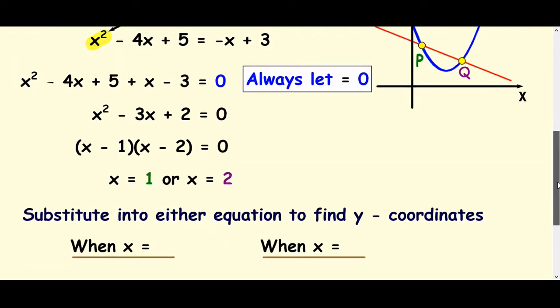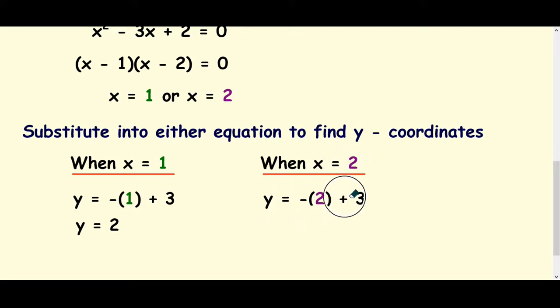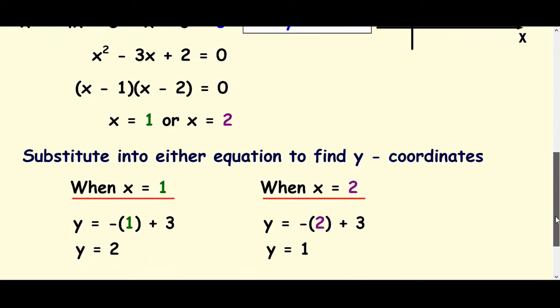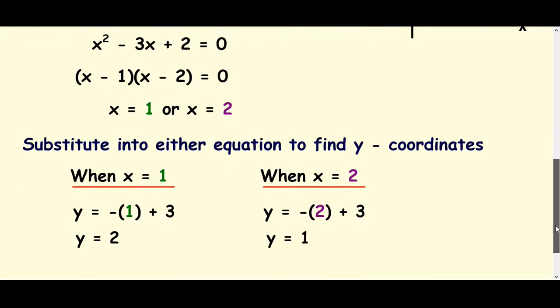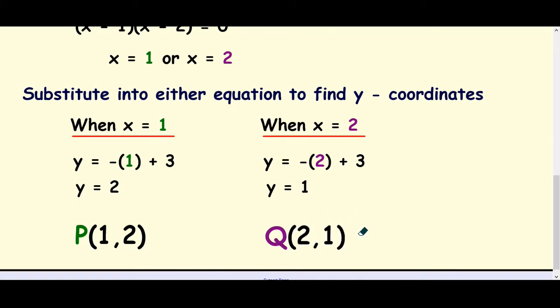So it's minus x plus 3. So when x is 1, y is equal to minus 1 plus 3. That's easy enough, that's 2. And when x is 2, we'll put it into the same one. It's minus 2 plus 3. So that's 1. So looking back at the diagram, if I'm looking for P, that looks like 1, 2. And if I'm looking for Q, it looks like 2, 1. So I'll just finish that off. P is 1, 2. Q is 2, 1.